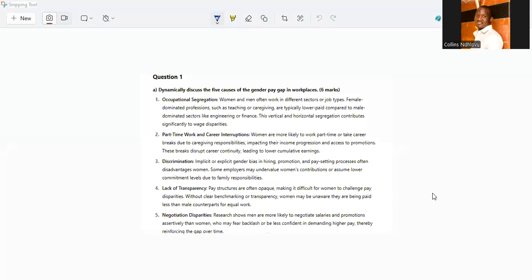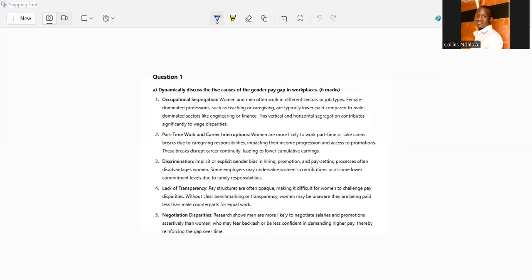The 5 causes of pay gap in workplaces. Number one, we have occupational segregation. Women and men often work in different sectors and job types. Female-dominated professions such as teaching or caregiving are typically lower paid compared to male-dominated sectors like engineering and finance. So this is one type. There's vertical and horizontal segregation, which contributes significantly to these wage disparities.